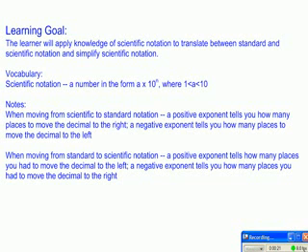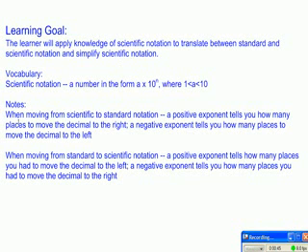Our vocabulary, the only vocabulary term we have, is scientific notation. That is just a number in the form a times 10 to the nth power, where a has to be between 1 and 10. So basically this number right here has to be between 1 and 10, so it can be one digit, and then a decimal, and anything else will go after it, times 10 to some power.